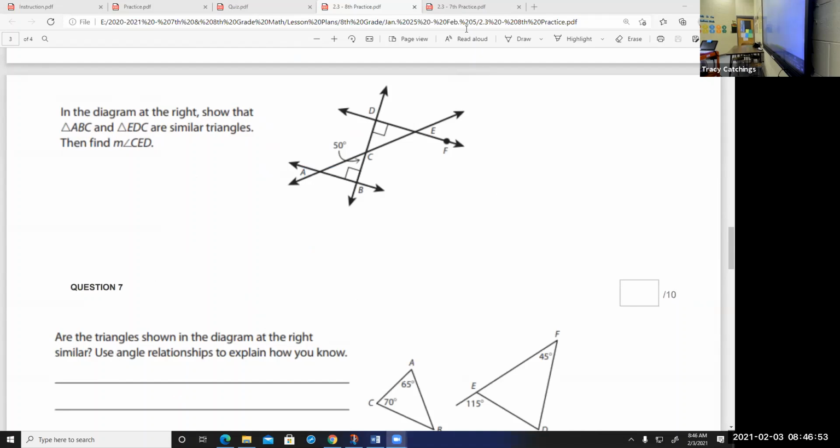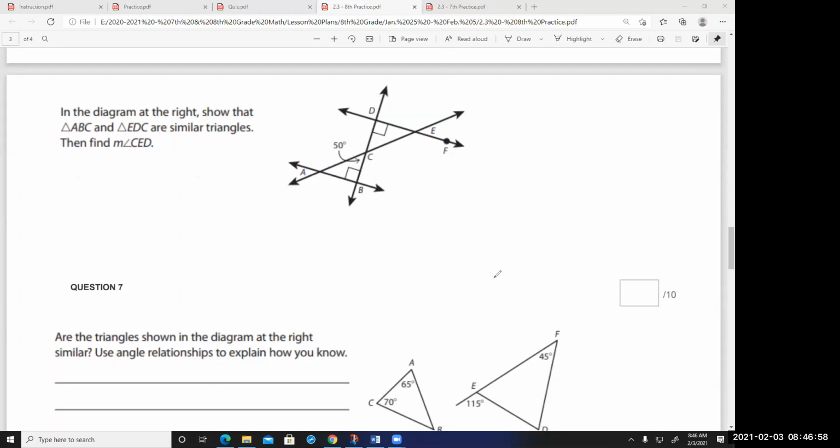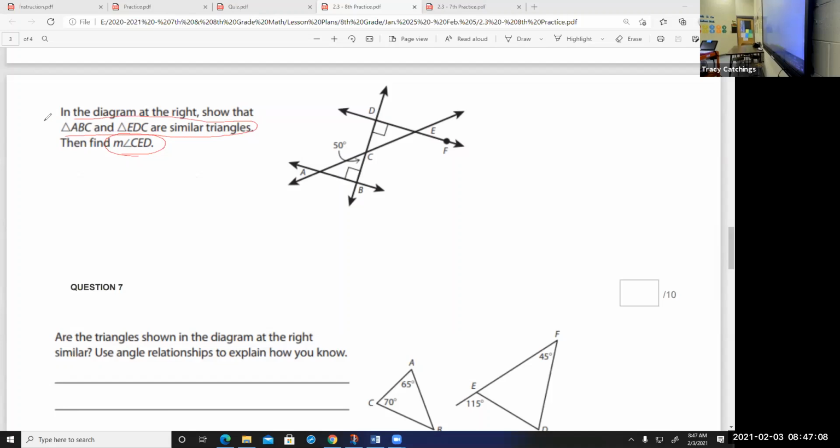All right, somebody read 6 to us. In the diagram at the right, show that triangle ABC and triangle EDC are similar triangles. Then find angle CED. All right, so first they want us to explain how they are similar. Look at ABC. We know C is 50 degrees, B is 90 degrees. We don't know A. And then we got EDC. D is 90 degrees. Do we know any other angles in EDC?